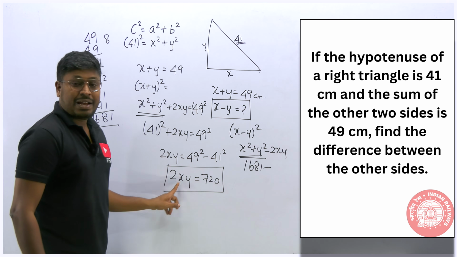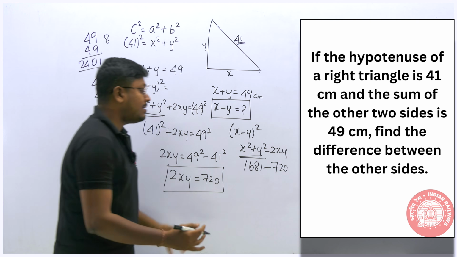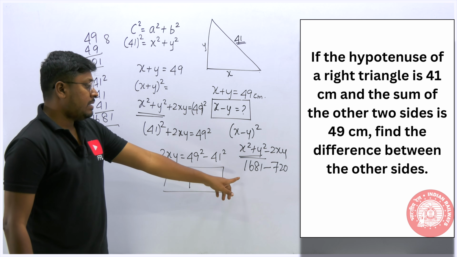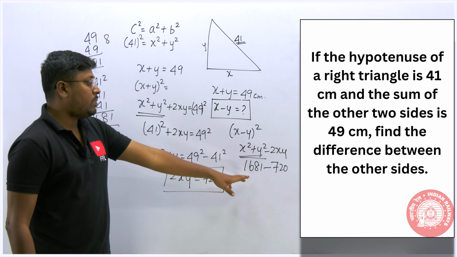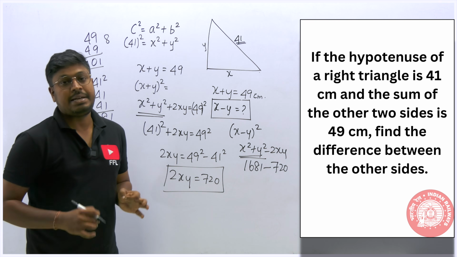Just now we found the 2xy value, which is 720. So once you subtract this and find the square root, I think we get 961. Taking the square root of 961 will be 31. So the answer for this question is 31 centimeter.